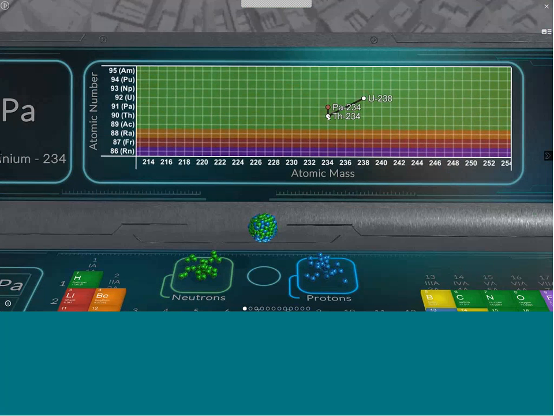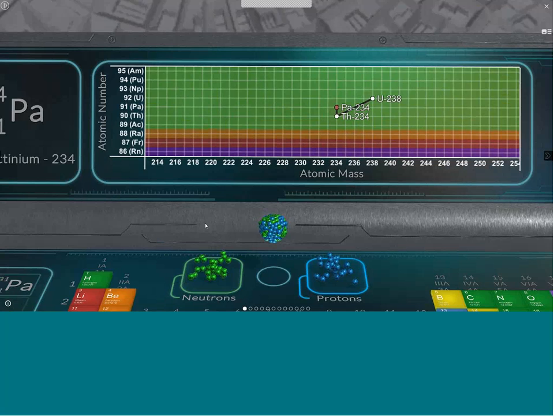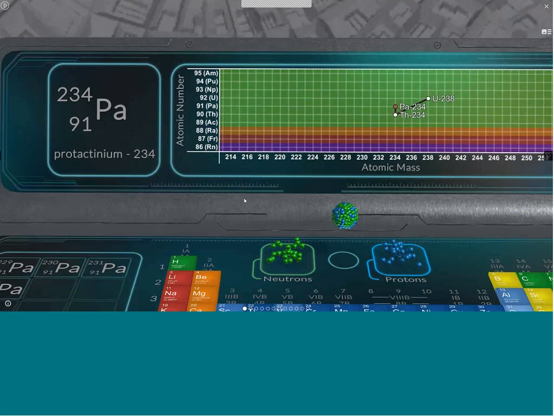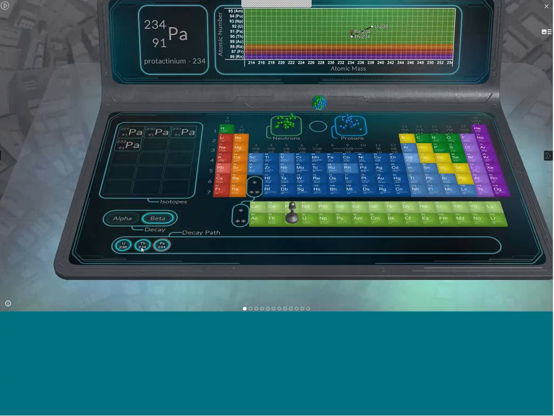So this is what a beta decay looks like on our map. You can note that the atomic mass is constant, right? We didn't lose anything except for that electron, and that electron is negligible when it comes to considering atomic mass. But we converted one of our neutrons to a proton, so our atomic number has now bumped up to 91. So we're a new element. We're protactinium now. So if I come back down here, you can see we went from thorium to protactinium.